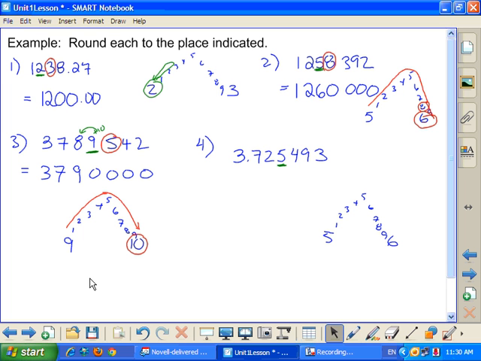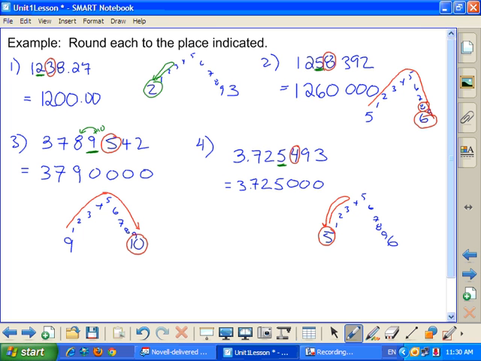So I look next door. How far did I get up the hill? I only got up to the 4, which means I fall back down. So it's going to stay a 5. So everything before that would stay the same. I've decided the 5 will stay a 5, and then there'll be 3 zeros tacked on.